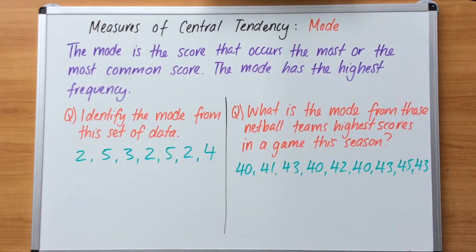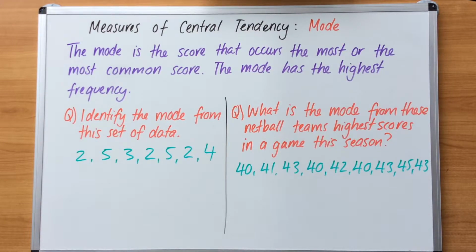So we are still continuing on with measures of central tendency, but our focus now is the mode. The mode is the score that occurs the most, or the most common score. The mode has the highest frequency. So let's take a look at this example here on the left. It says identify the mode from this set of data.